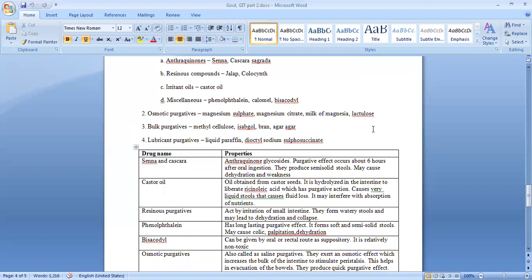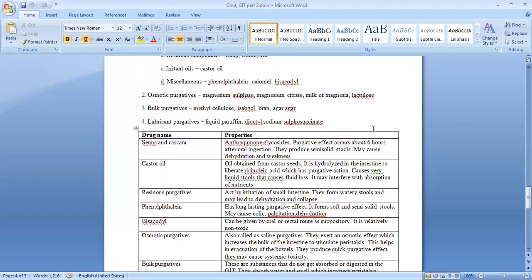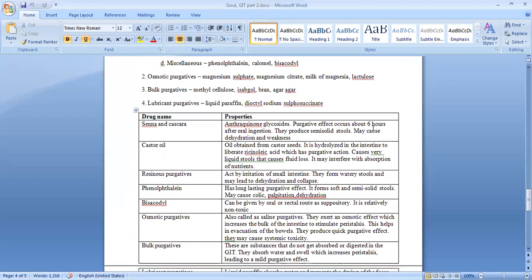The third category of drugs are the bulk purgatives, compounds like methyl cellulose, isabgol, agar-agar, and bran. Then we have lubricant purgatives, liquid paraffin and dioctyl sodium sulfosuccinate are the examples. So, a little bit about all these drugs.